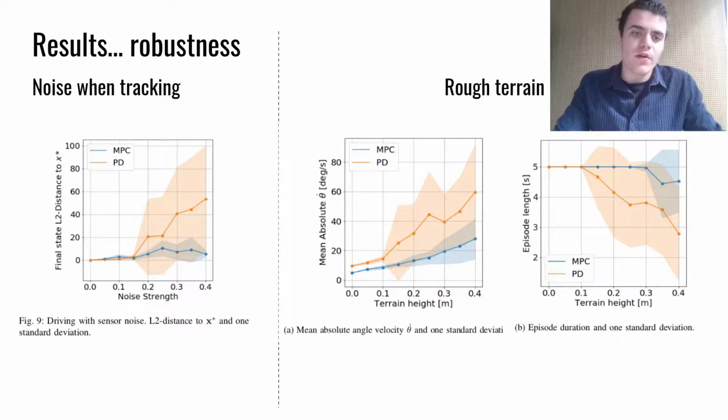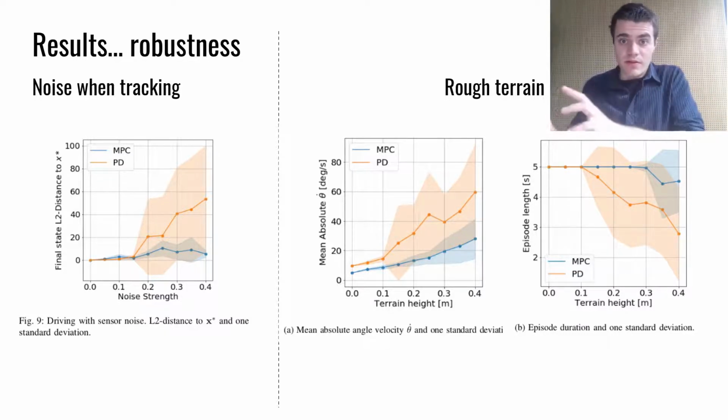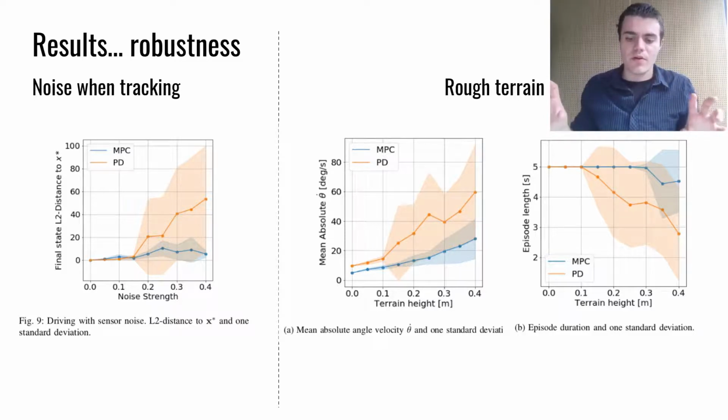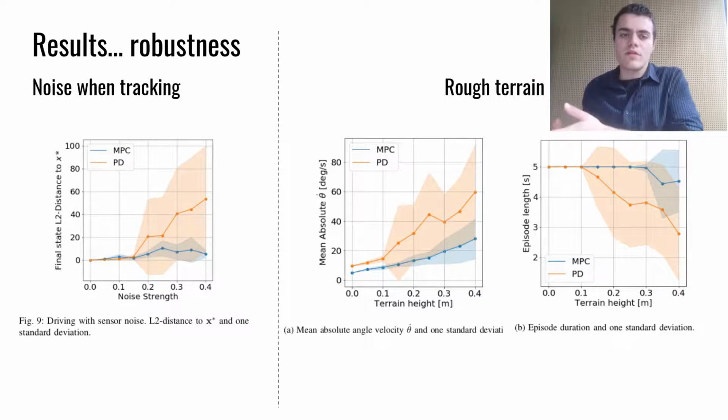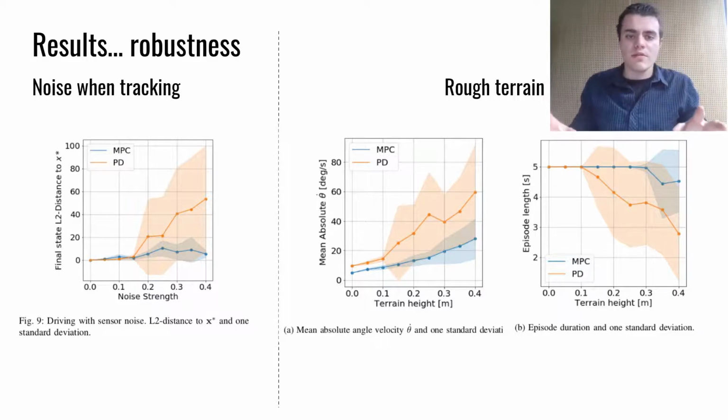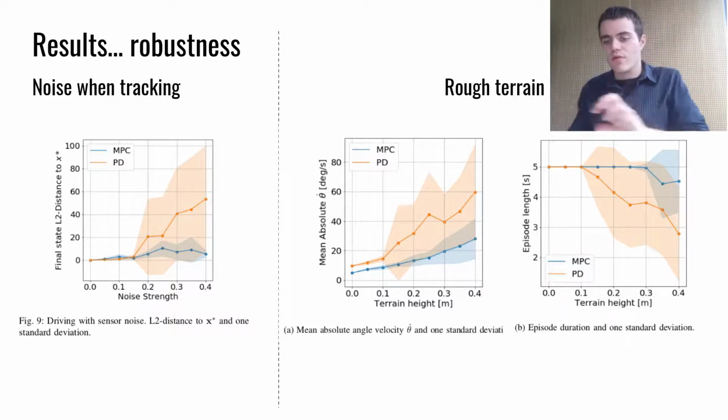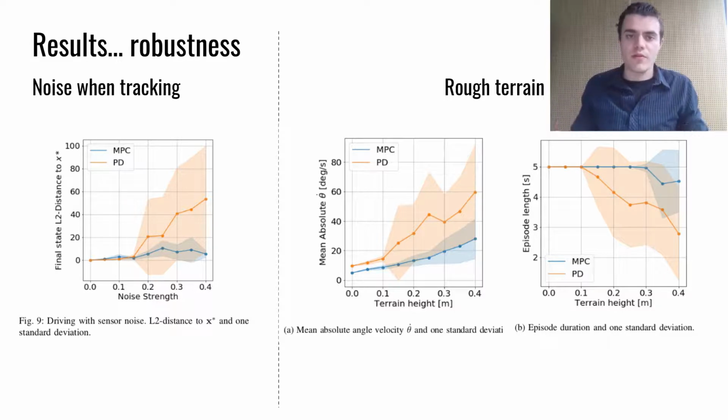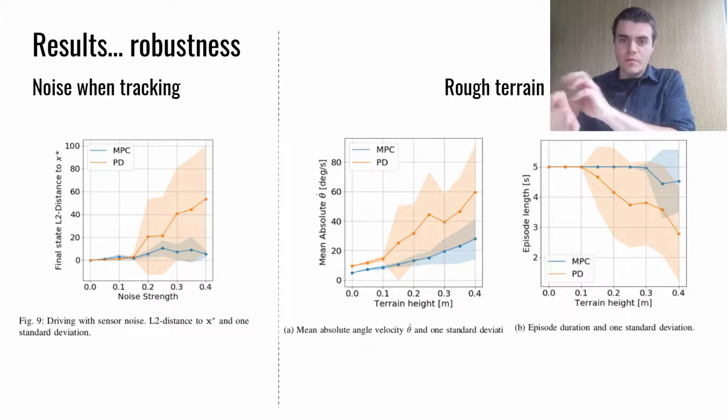So for noise, we measured how far away the robot is from the goal state. We tuned both MPC and PD to have the same performance when there is no noise and when the terrain is completely flat. So in both cases, they had the exact same performance at the start. As we increase the noise, we see that MPC is much better at getting to the goal state, at hitting the mark, than the PD controller is. So the goal again is to drive forward a meter.